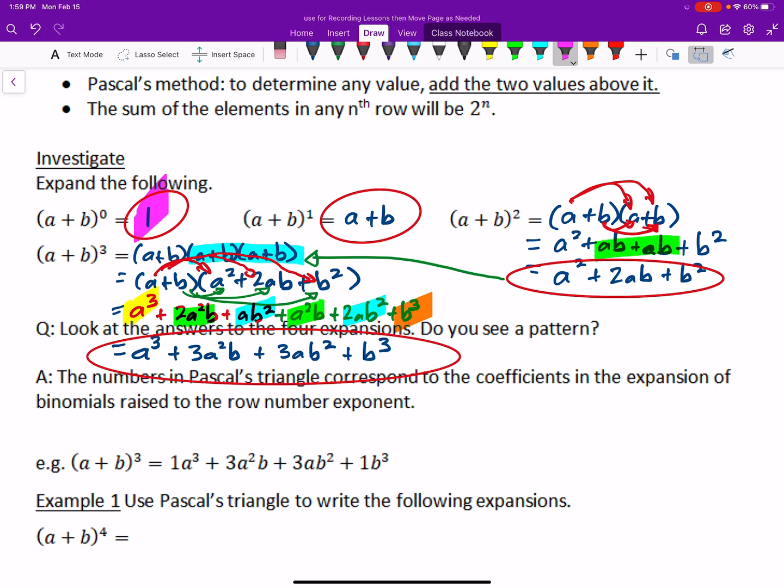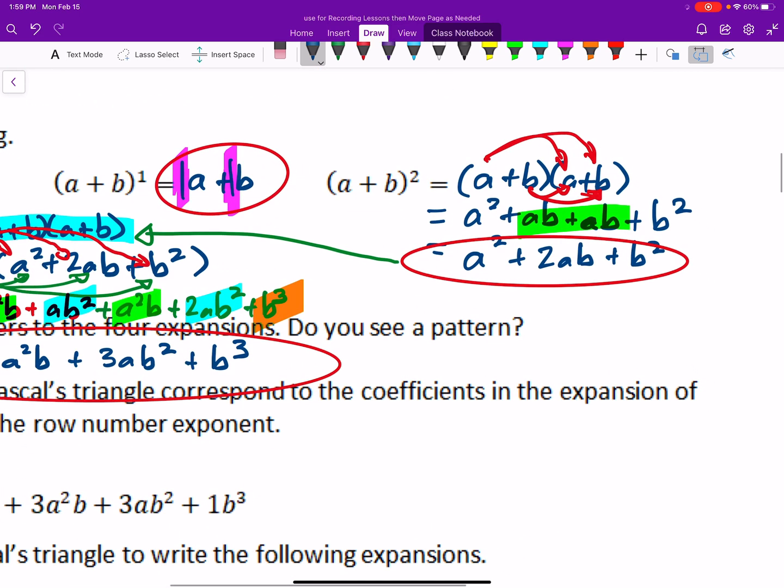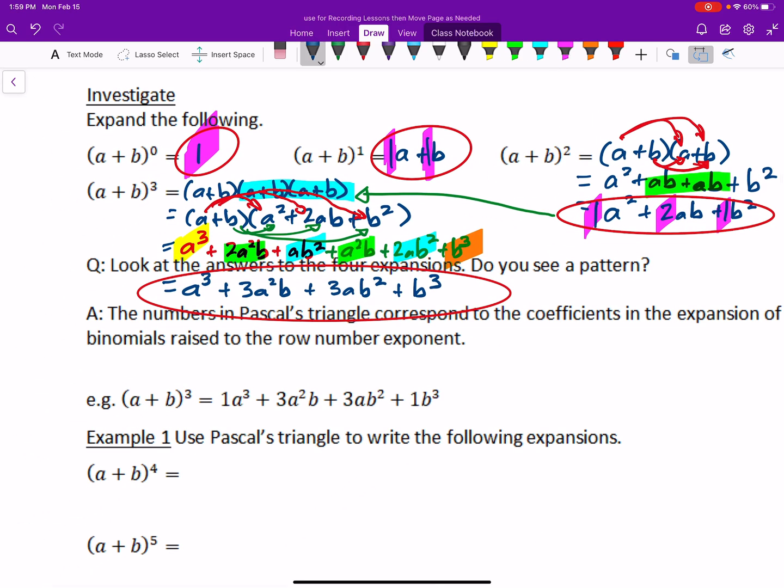In the second one, let's put coefficients in front of the a and the b. I got 1 and 1. And again, let's put coefficients in the third one in front of the a squared, the a, and the b squared. Then I got 1, 2, 1. And if I put coefficients in the fourth one, in front of a cubed, a squared b, a b squared, and b cubed, I've got 1, 3, 3, 1. Those numbers might ring a bell.